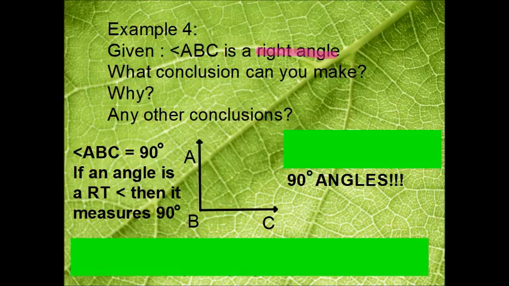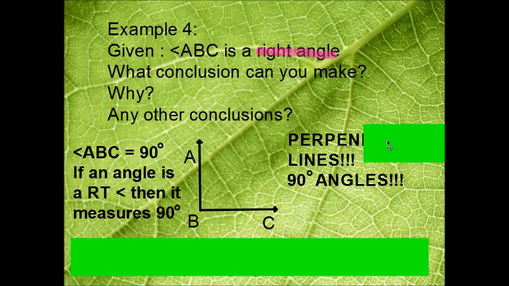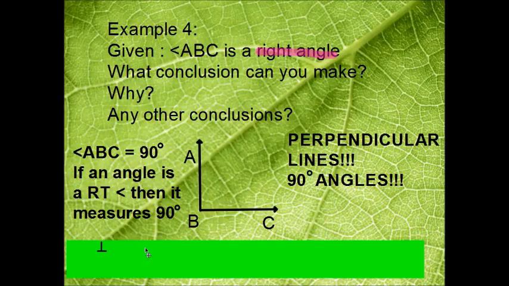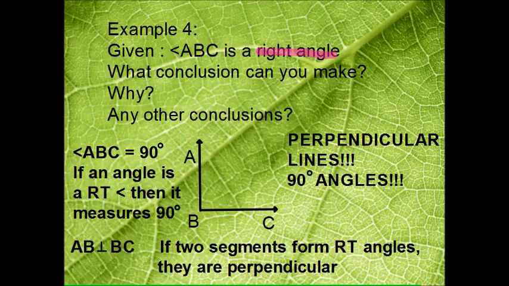Now, come up with anything else besides that we had a 90-degree angle. Well, here's what I came up with. In section 2.1, we talked about some special symbol, perpendicular lines. So, which lines do we have that are going to be perpendicular? I guess technically we have rays here. So here we go. We have that AB is perpendicular to BC. If two segments form a right angle, then they are perpendicular.